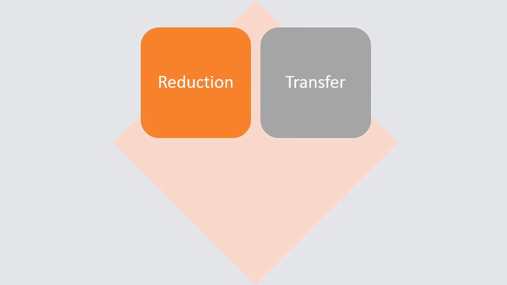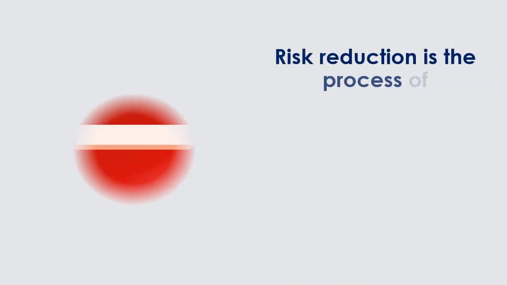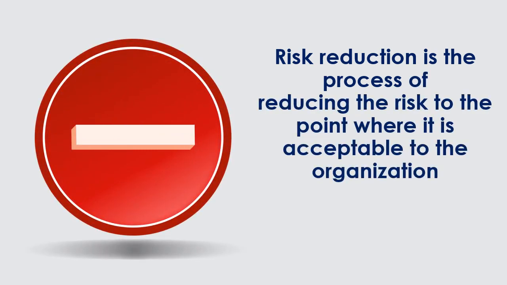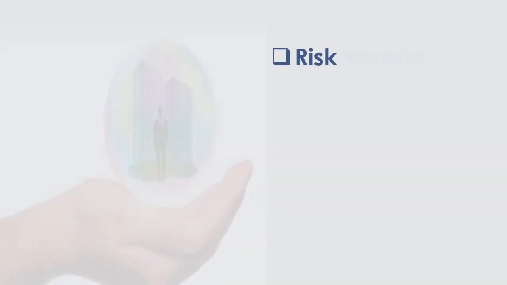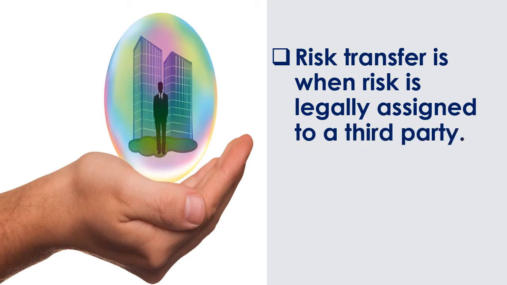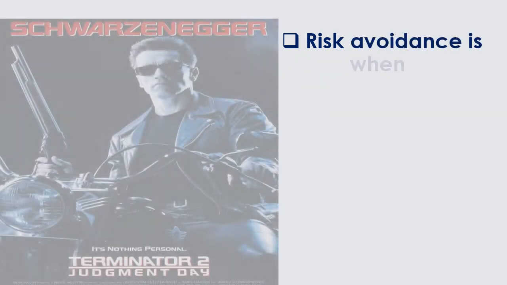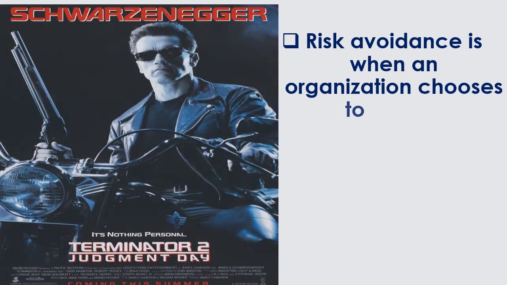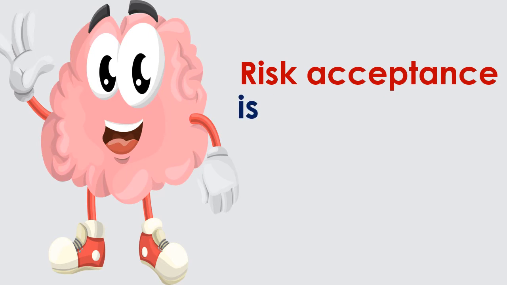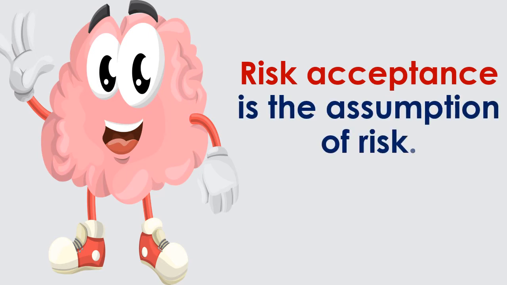Reduction, transfer, avoidance, acceptance. Risk reduction is the process of reducing the risk to the point where it is acceptable to the organization. Risk transfer is when risk is legally assigned to a third party. Risk avoidance is when an organization chooses to deflect or terminate situations that cause a risk. Risk acceptance is the assumption of risk.